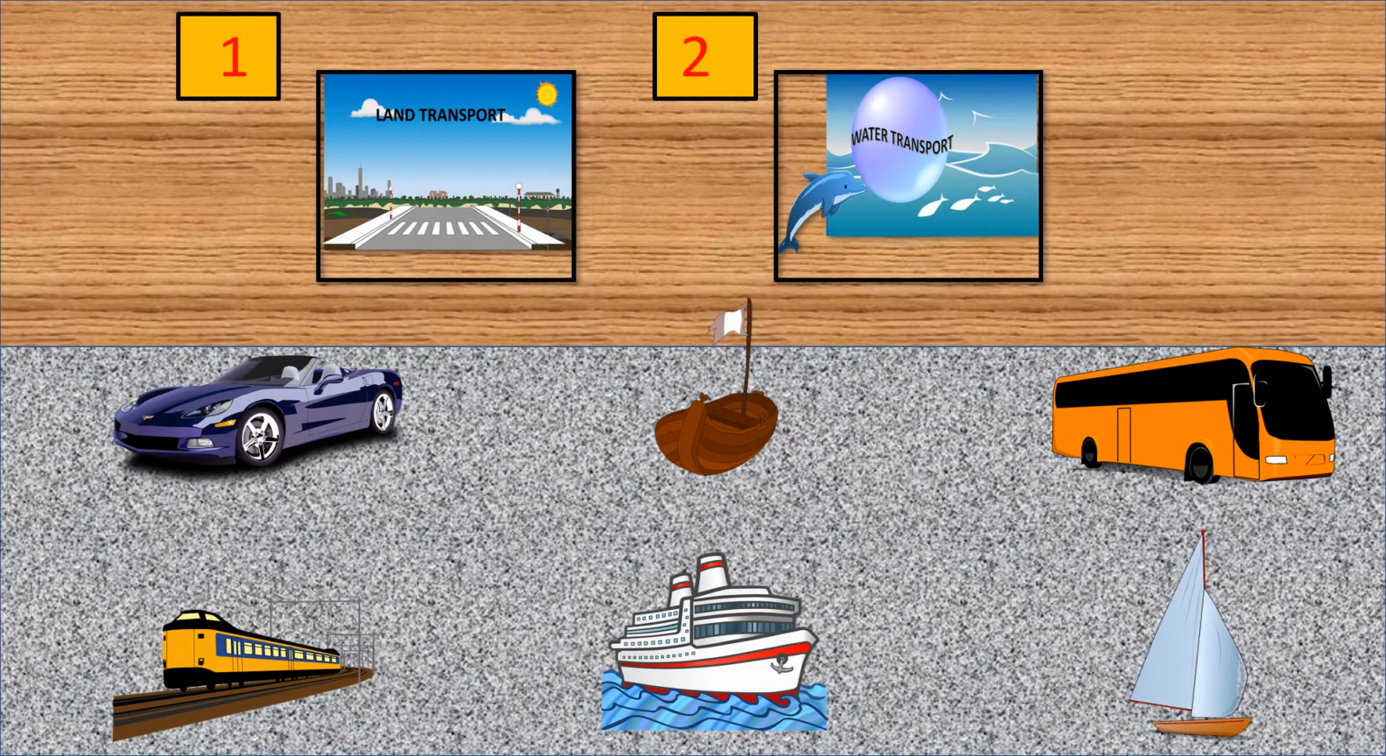So are you ready for my last game? In this game, you can see two pictures at the top. For land transport, I have numbered it as 1. For water transport, I have numbered it as 2. And in the picture below, you can see different types of vehicles. Now, you have to take one vehicle and think whether it belongs to land transport or water transport. And accordingly, you have to give the number to that vehicle. So ready for it?